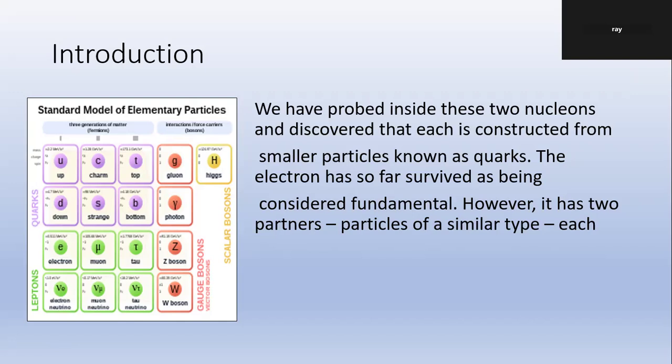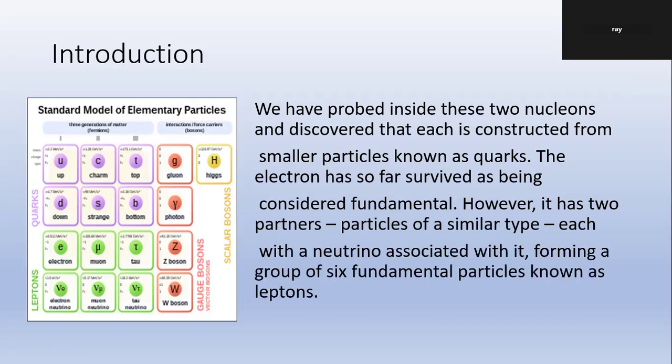However, it has two partners, particles of similar type, each with a neutrino associated with it, forming a group of 6 fundamental particles known as leptons. These are leptons. This is the electron, this is the neutrino. These other two, basically, if you like, you can think of them as heavier electrons.